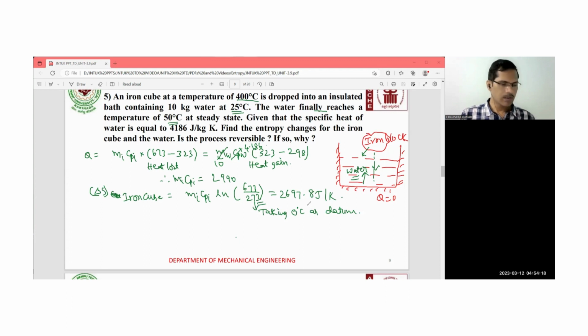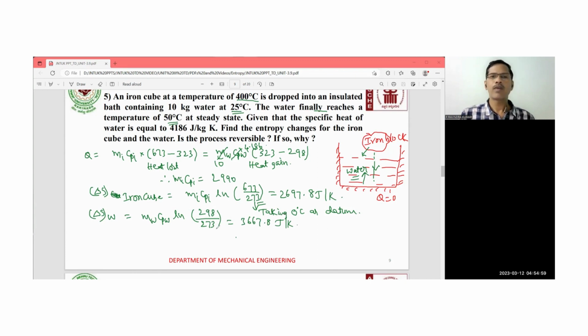So once this is over, then the entropy change of the water. So mass of the water, specific heat of the water, ln, this is 298 divided by 273, is equal to 3667.8 joule per Kelvin.